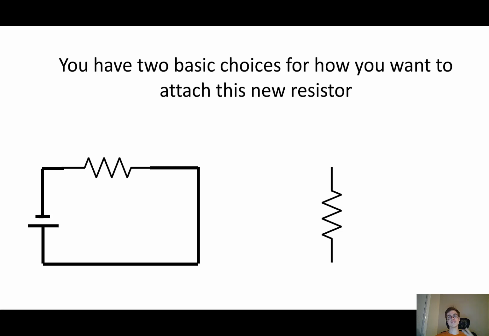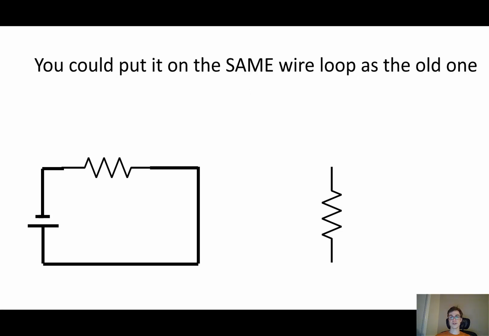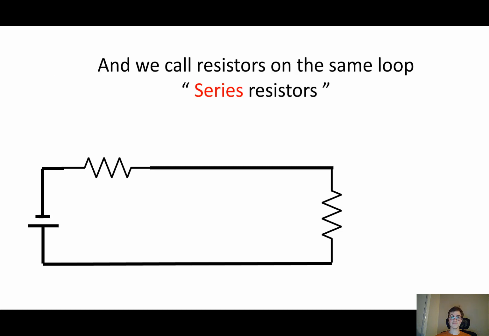I have two basic choices for how I want to attach this new resistor. I could put it on the same wire loop as the old one, meaning that I just make it a bigger loop and I put the new light bulb on it. And we will call this arrangement, where you have two different resistors on the same loop, a series arrangement of resistors.